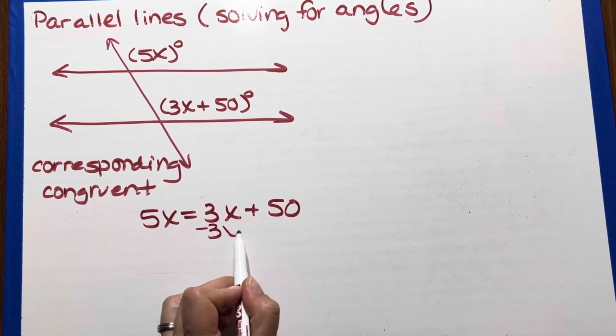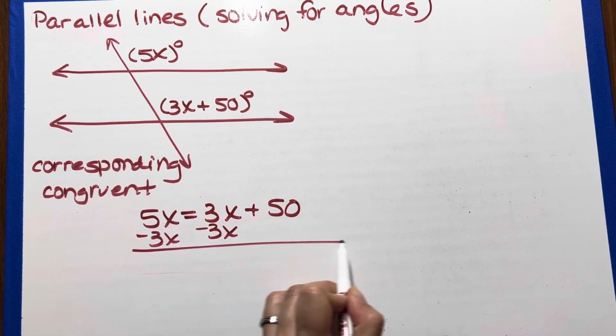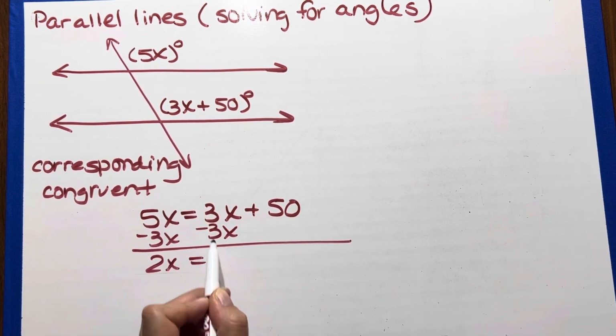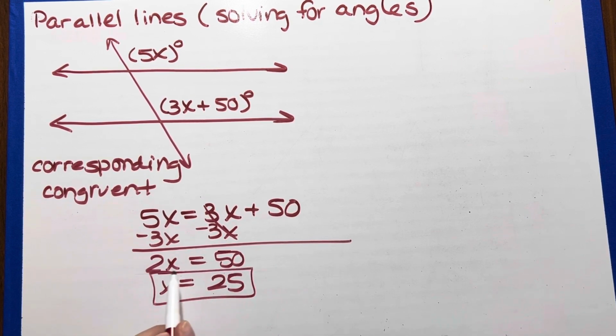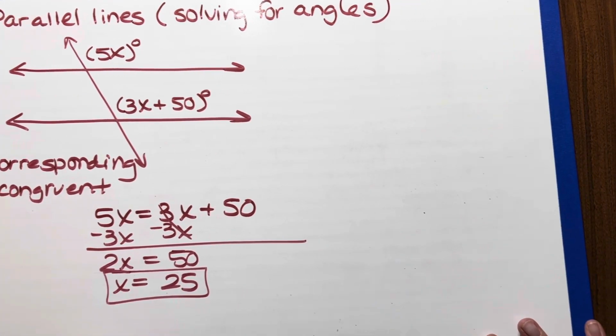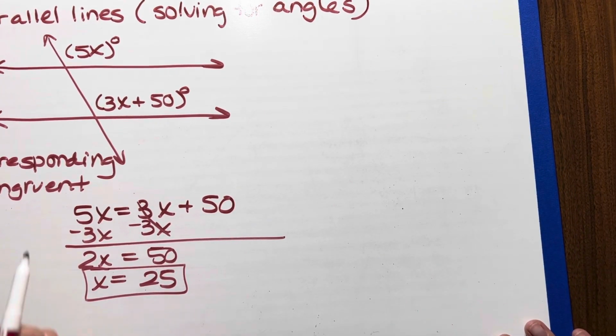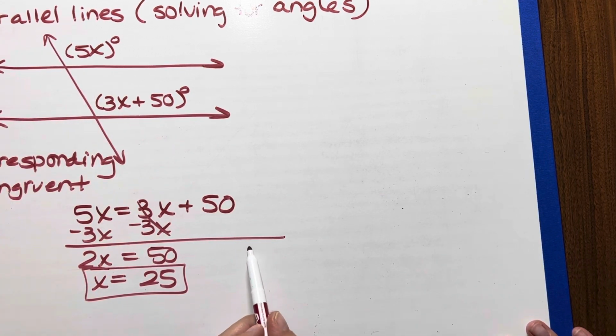So I'm going to solve by subtracting 3x. So 2x is equal to 50. So x is equal to 25. That's just my variable value. I still need to go back and substitute in to make sure that I get the correct value for the angles. So I go back up to my 5x.